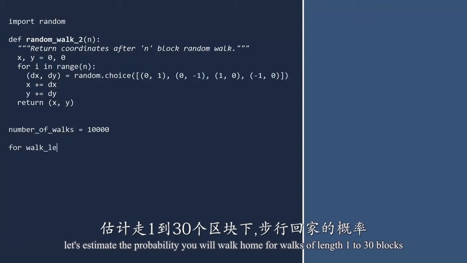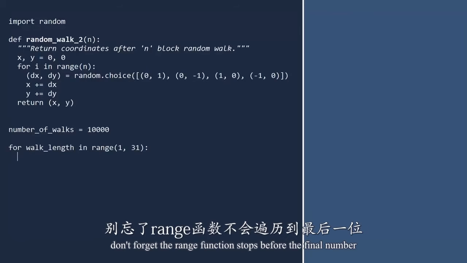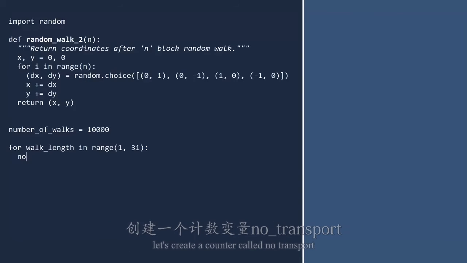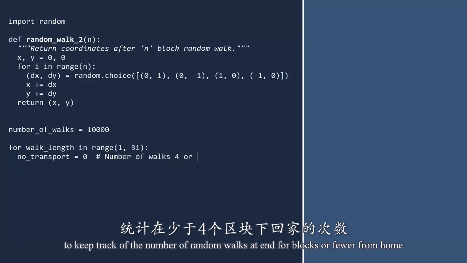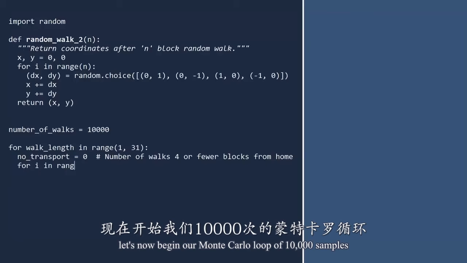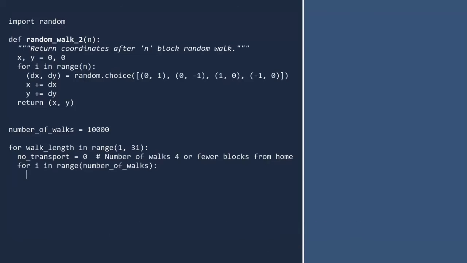Let's estimate the probability you will walk home for walks of length 1 to 30 blocks. Don't forget, the range function stops before the final number. Let's create a counter called no transport to keep track of the number of random walks that end 4 blocks or fewer from home. Let's now begin our Monte Carlo loop of 10,000 samples.